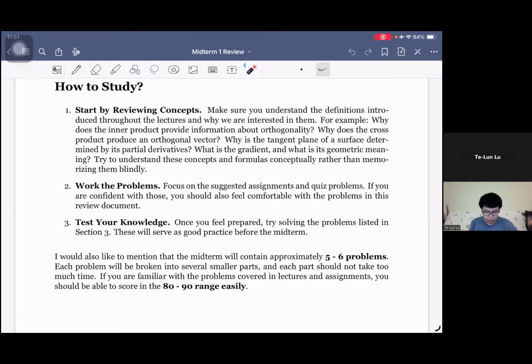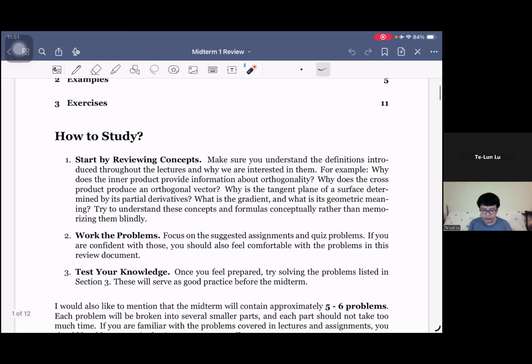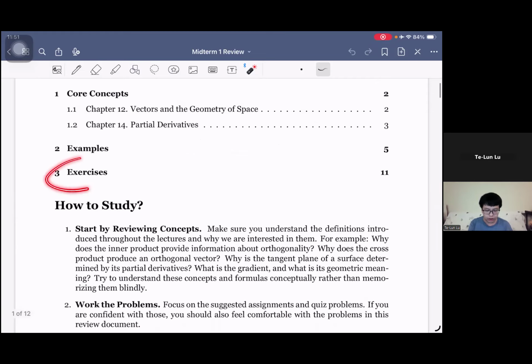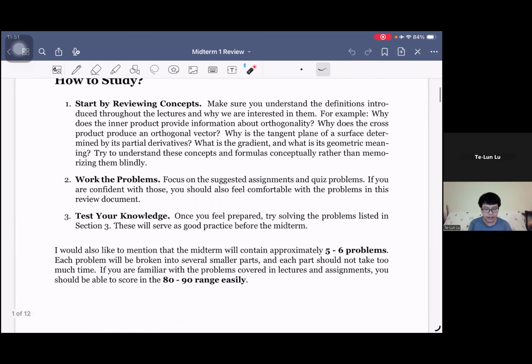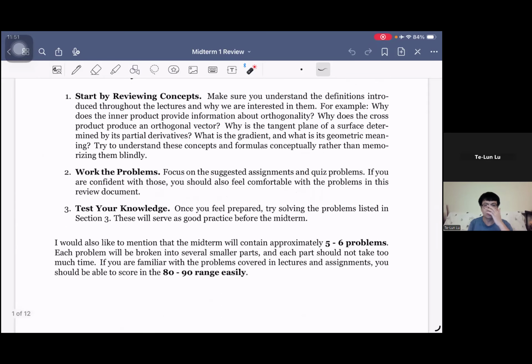And last, I have put some additional exercises in section 3 here, so you can go through that afterwards, after you watch this video maybe, and I'll provide the answers on campus, okay?